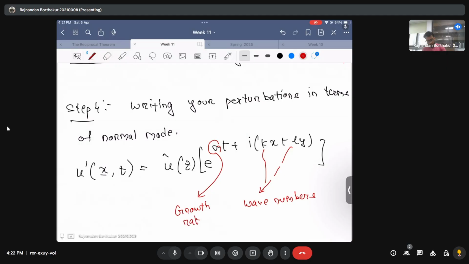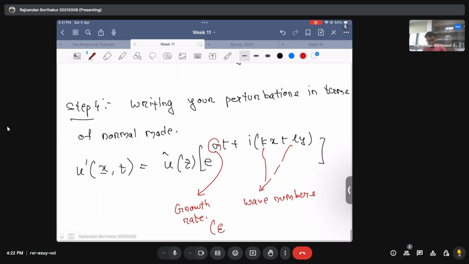In stability analysis, your growth rate typically happens to be the eigenvalue, and I will justify why this is the eigenvalue and how this turns out to be an eigenvalue problem in the subsequent time. But trust me that this sigma is the growth rate, that this sigma will dictate whether a given disturbance will grow with time or decay with time, and this k and l are the wave numbers.